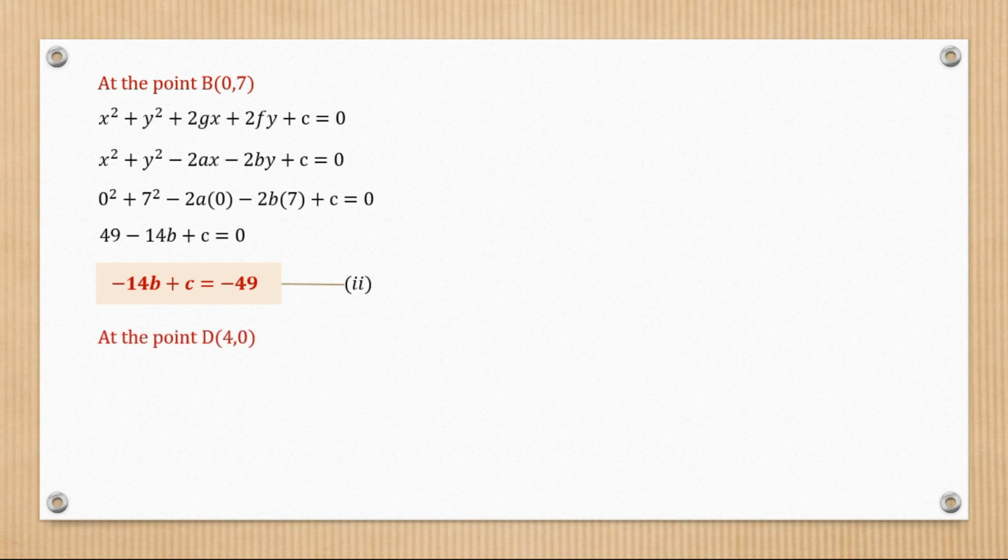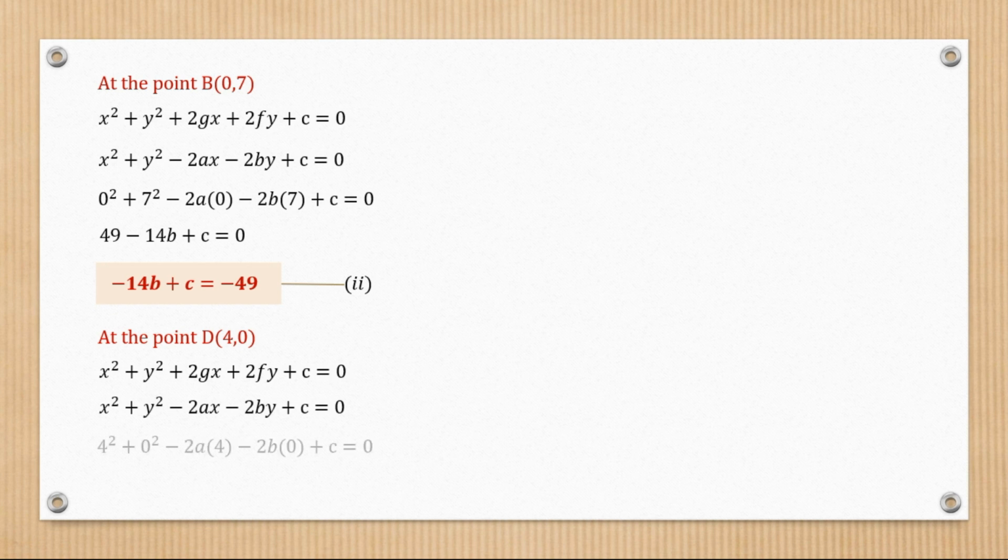2. Then at the point D (4, 0), this is what I'll have. Substituting the values, I'll have 16 minus 8a plus c being equal to 0, of which the final equation shall be negative 8a plus c being equal to negative 16, and that shall be equation 3.